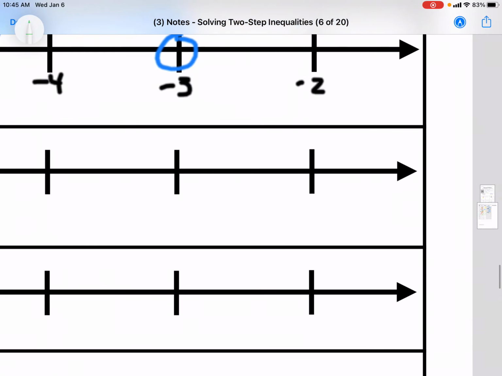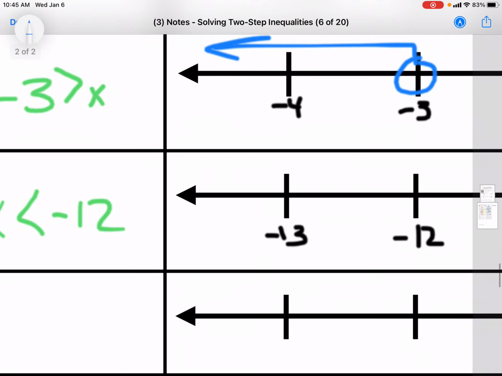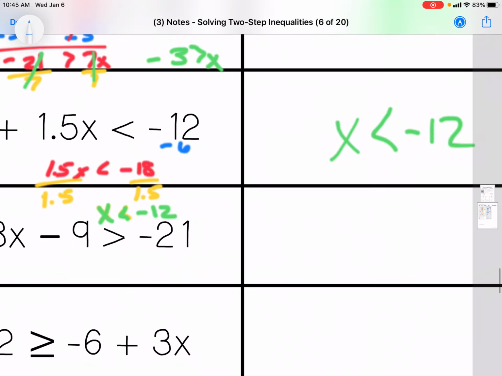Okay, so let's go ahead and fill in our graph. Negative 12, negative 11, negative 13. Open or closed? It's open. X is less than, goes to the left.